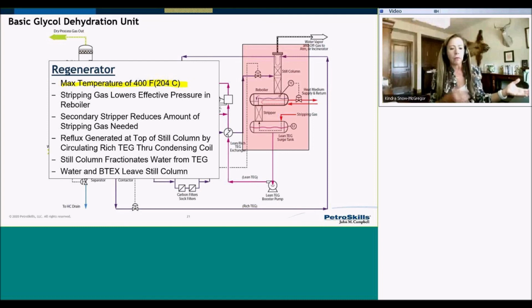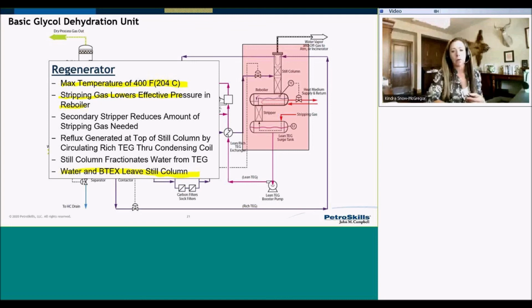So you just need to be cognizant of that. And, you know, the lower temperature you can run and still meet your lean TEG concentration, the better. We already talked about the stripping gas, so it essentially lowers the effective pressure in the still. Mainly it's water and BTEX that's going to leave that column still. If I have BTEX in that stream, then that needs to go usually to an incinerator.